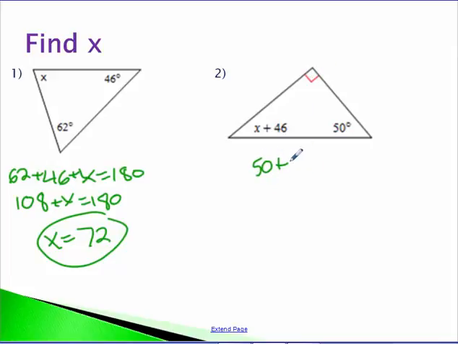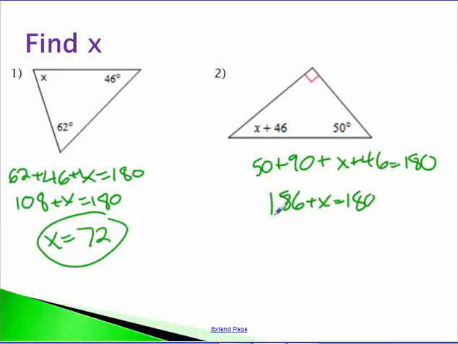Now over here, I know this is a right angle, which means it's 90 degrees. So 50 plus 90 plus my third angle, x plus 46, equals 180 because there's 180 degrees in a triangle. So I'm going to combine like terms. I'm going to take the 50, the 90, and the 46 and add them all together. I get 186. 186 plus x equals 180. When you subtract 186, you get x is negative 6.